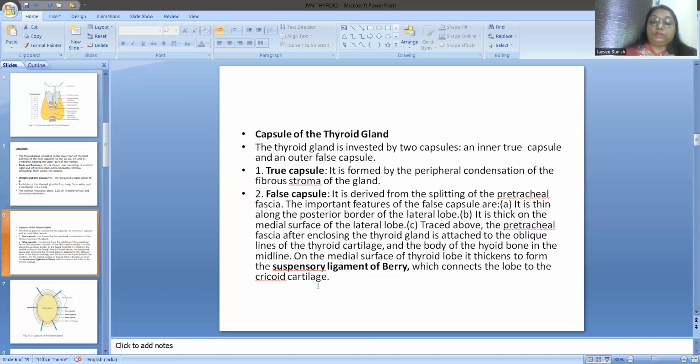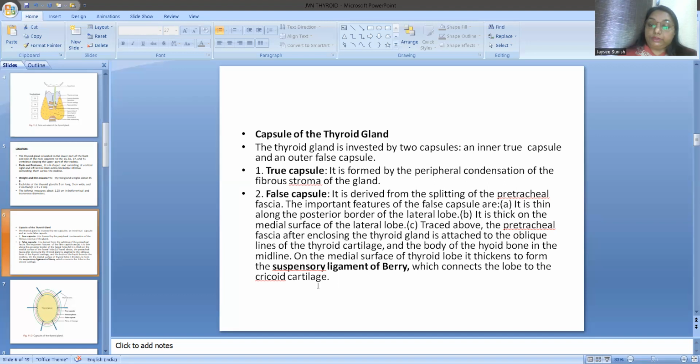Now, an important feature of the thyroid gland is the capsule. The thyroid gland is invested by two capsules, one on the inner side and another on the outer side. We can say the inner is the true capsule and the outer is the false capsule. The true capsule is formed by the peripheral condensation of the fibrous stroma of the gland. The false capsule is derived from the splitting of the pretracheal fascia.